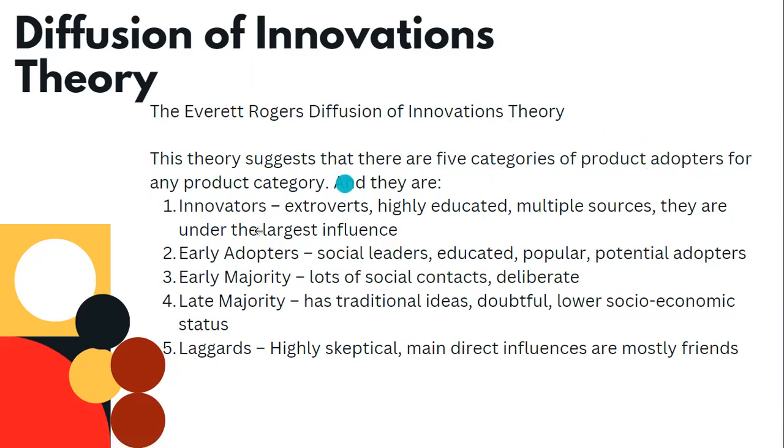So first is the innovators, who are like the extroverts. They are highly educated, they are under the largest influence. They are the people who take up all the new things. They just fall for all the new products, etc. They are willing to spend money, they're willing to take risks, etc.